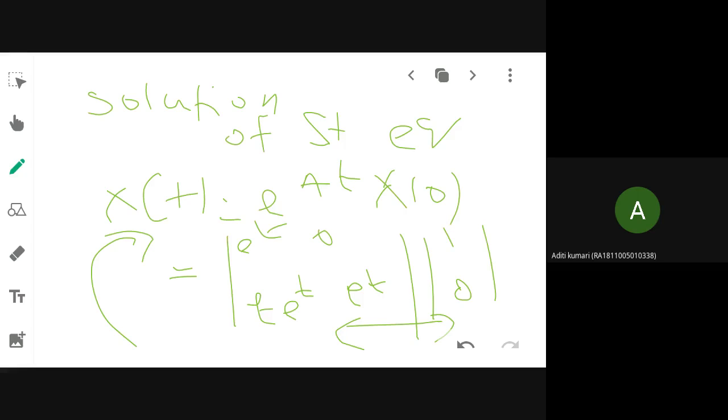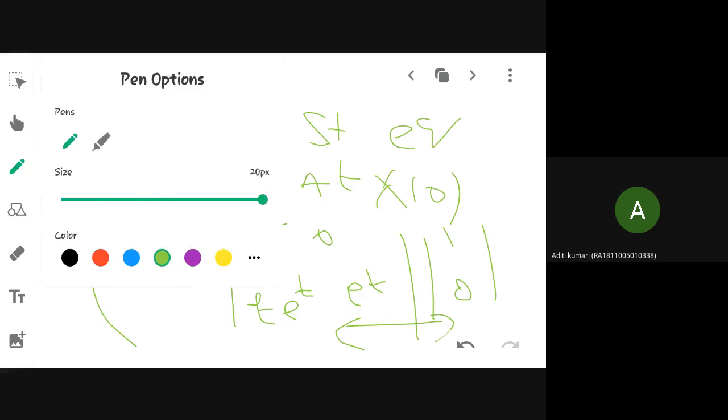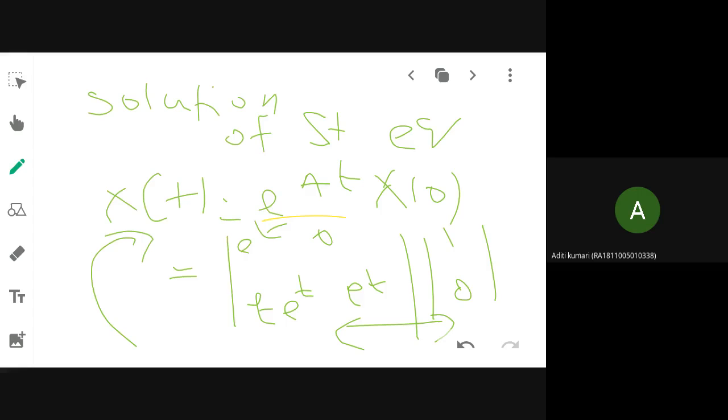Multiply this with this, and this with this you will be multiplying. If you multiply, it will be e power t, then 0, then again you have to multiply these two, so you will be getting t into e power t, correct? So this is your solution x of t for the state equation.